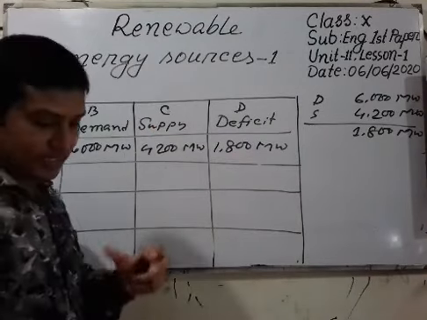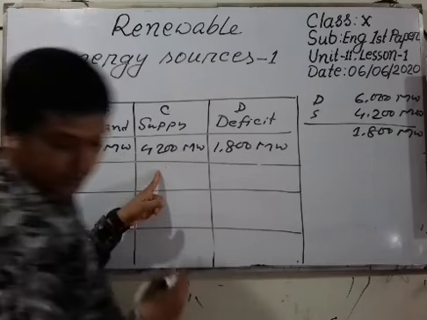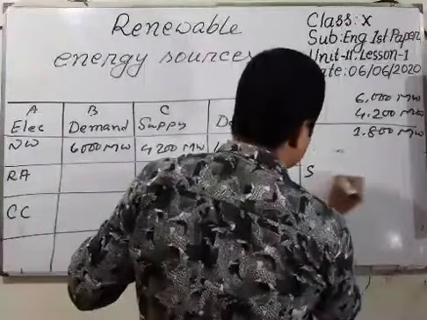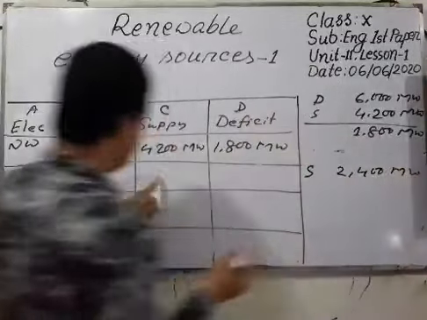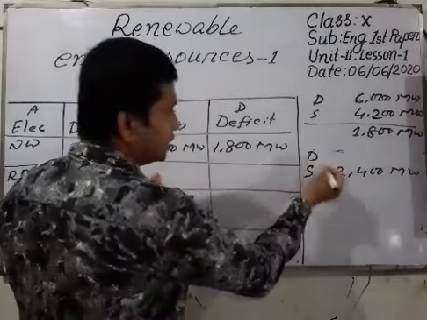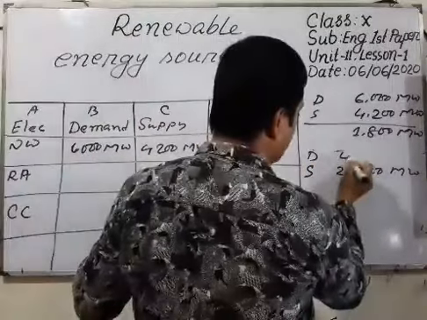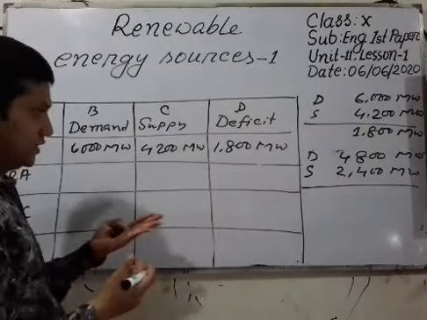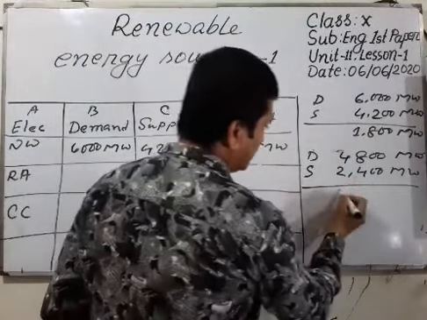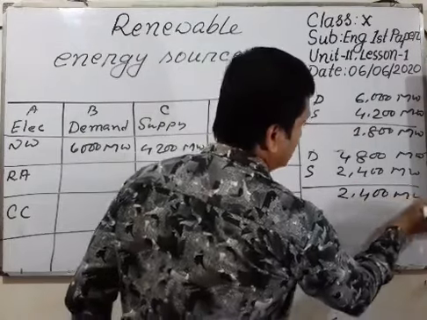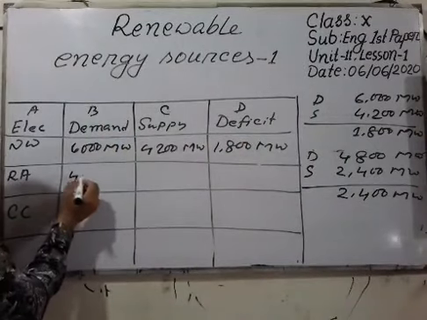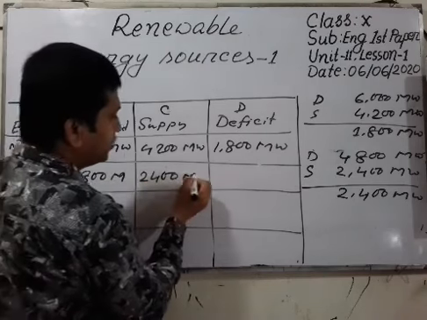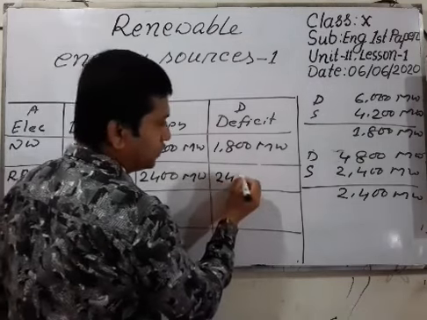Okay, rural area, demand, supply and deficit. Rural area, you will find in the text only supply, and that is 2,400 megawatt, but it is said that the demand will be double, 2 times, that means 4,800 megawatt. Now you can calculate, subtract this figure from this figure, and that would be 2,400 megawatt. Okay, now you can write this, demand 4,800 megawatt, supply 2,400 megawatt, and finally deficit 2,400 megawatt.